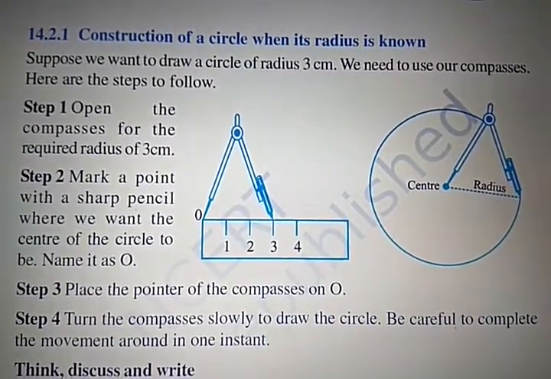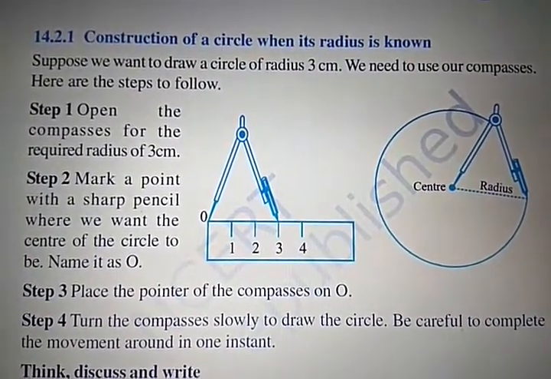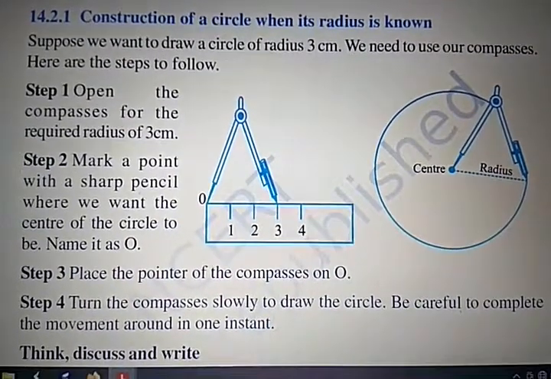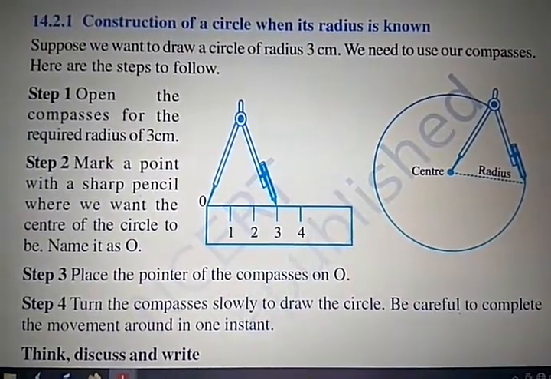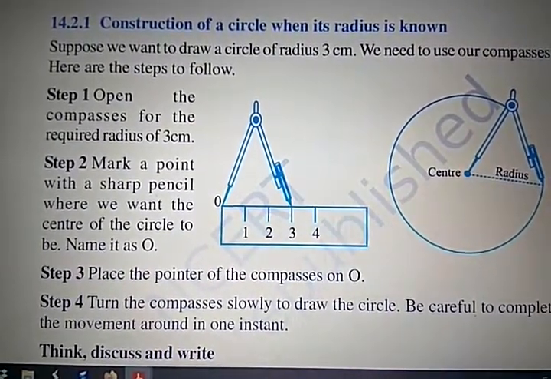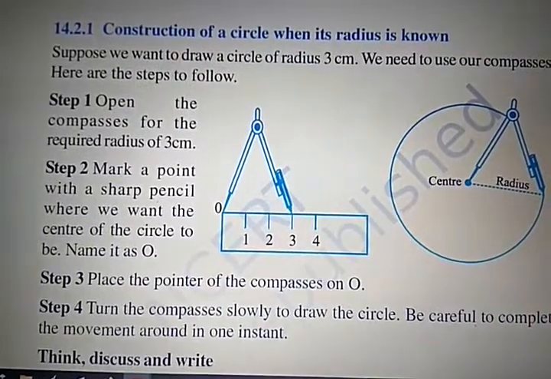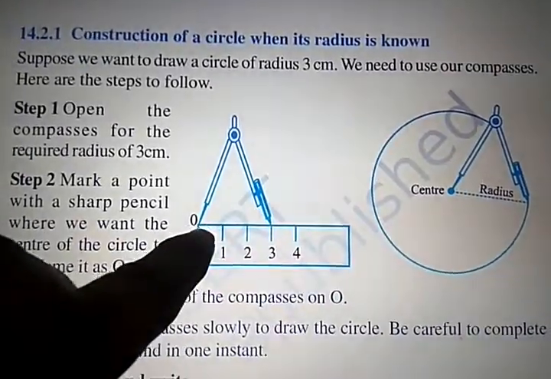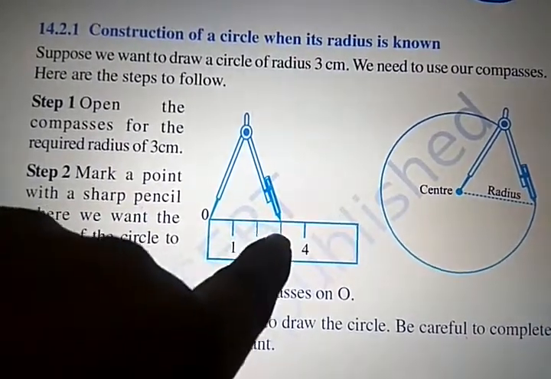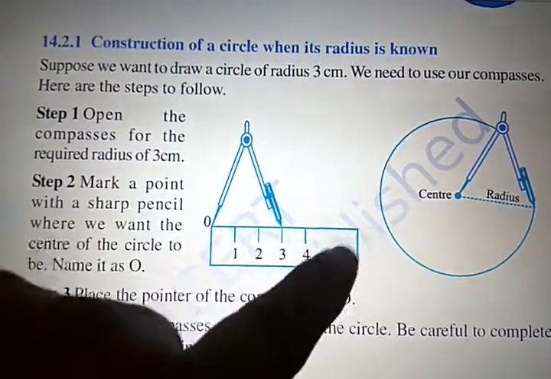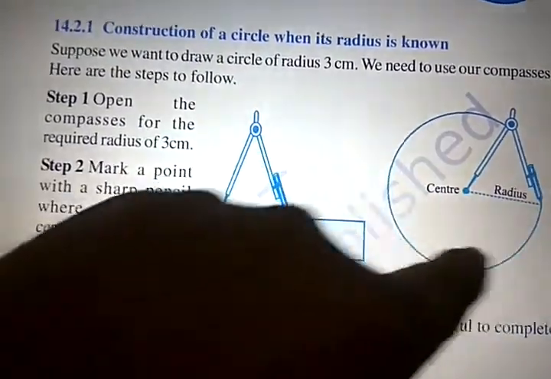And how to draw the construction of a circle? You must know that in the middle there is the center, and then you see the radius. Here, how much radius do they take? You see how you have to put your compass, and how many they take as the radius? 0 to 3 means 3 centimeter. They just take the 3 centimeter and draw a circle this way.